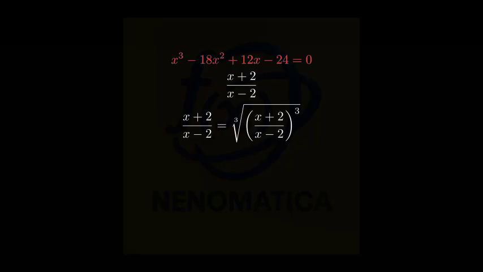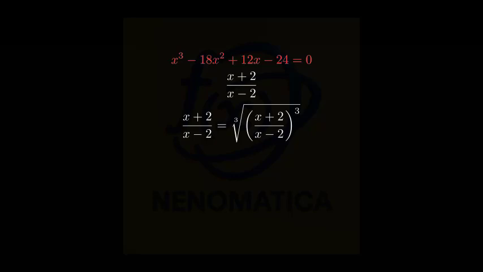We start with the expression (x plus 2) divided by (x minus 2). Let's see if we can relate this expression to the cube root of some value. We can write this as (x plus 2) divided by (x minus 2) equals the cube root of the expression (x plus 2) divided by (x minus 2) to the power of 3.